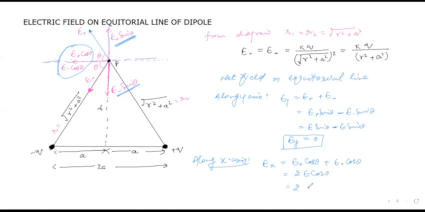What is the value of E? The value of E is kq over r square plus a square. Into cos theta. Cos theta is base upon hypotenuse. The base is a, and the hypotenuse is the square root of r square plus a square. So you can write a over root of r square plus a square. Note it down till here first. Then we will move on.